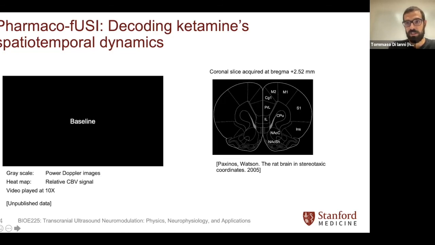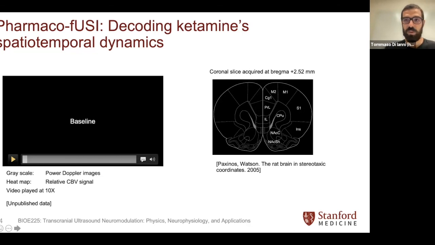We have motor, somatosensory cortex, insular cortex. And also we have some nice caudate putamen and nucleus accumbens. So these are also very relevant and interesting places to look at. So now we'll look at the video.